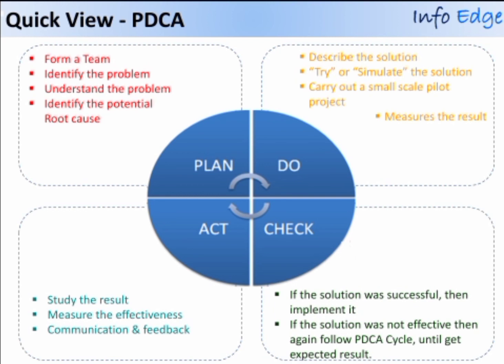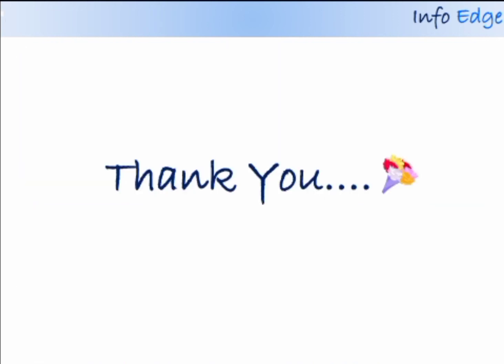In the plan phase, we have to form a team, identify the problems, understand the problems, and identify the potential causes. In the do phase, describe the solution, do a simulation of the solutions, carry out a small-scale pilot project and measure the results. In the check phase, if the solution was successful, then implement it. If the solution was not effective, then again follow the PDCA cycle until we get the expected results. And in the act phase, study the results, measure the effectiveness, and communicate the feedback.